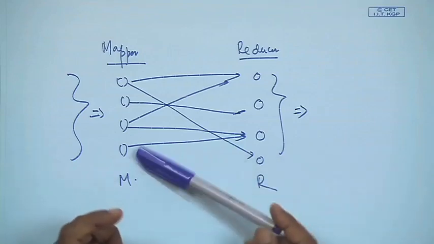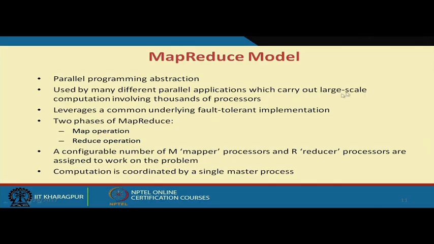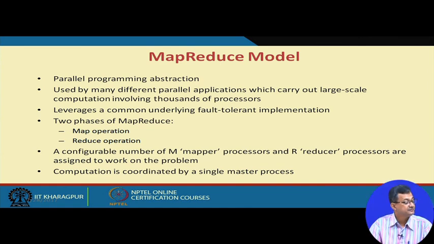So, it is a parallel programming abstraction used by many parallel applications which carry out large scale computation involving thousands of processors. So, here the application comes into play. It is a two phase process, one is a map operation, another is a reduce operation. The number of M mapper processors and reducer processors is configurable, that means you can have more mappers and reducers.